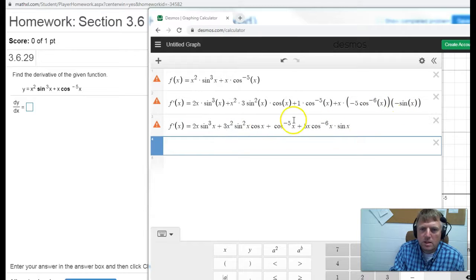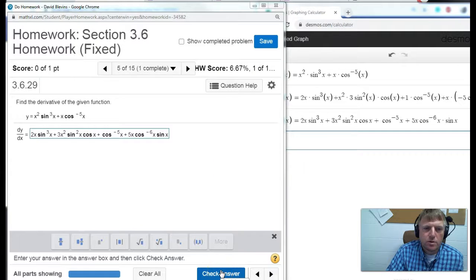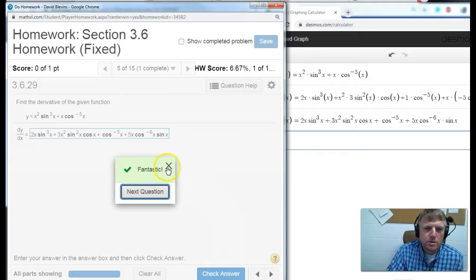So there's the cleaned up version of that derivative, and negative exponents are going to be fine here if you're comfortable with those. These cosines to negative powers, you could also write those as secants to positive powers, but I'm fine with it written that way. They wrote it that way to begin with. Alright, let's see if it likes my answer or if I need multiplication. Okay, it's good with it.